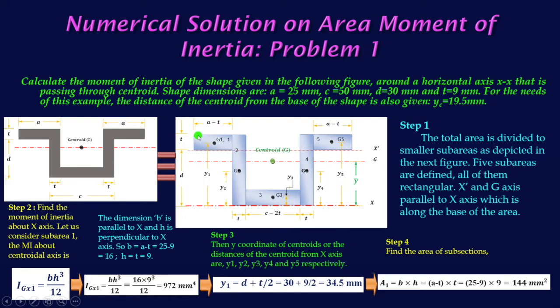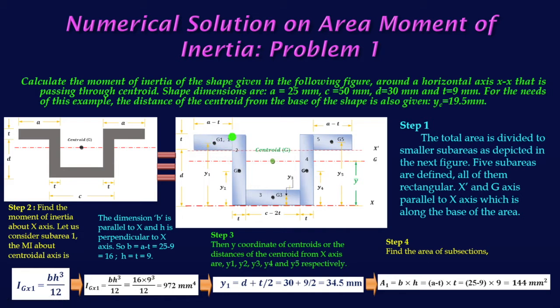The area 1 is a rectangle with dimension T and A minus T, because the total dimension was given, this is equal to A and this is equal to T. So this part here to here is A minus T. From the given diagram we can get this is equal to A minus T. So the dimension of this rectangle is A minus T into T.